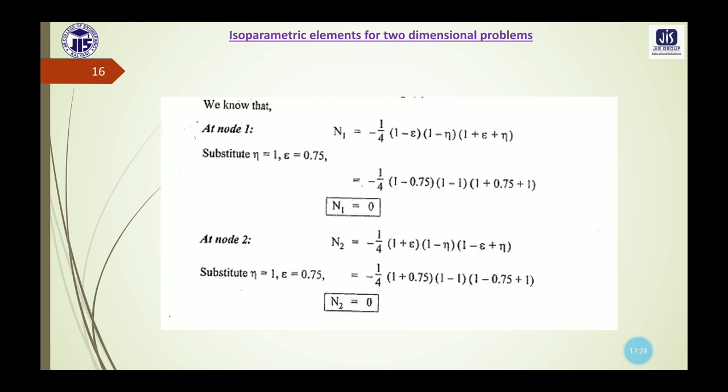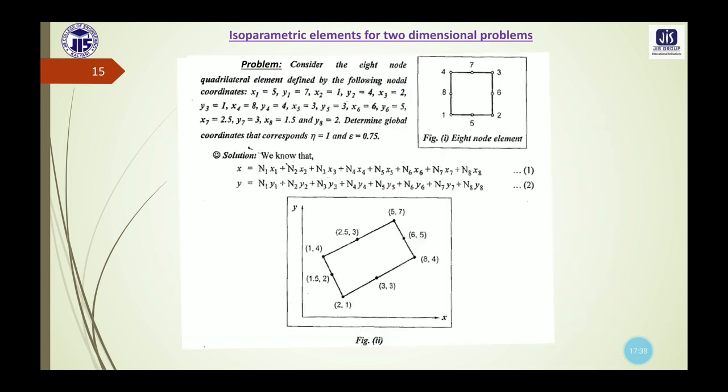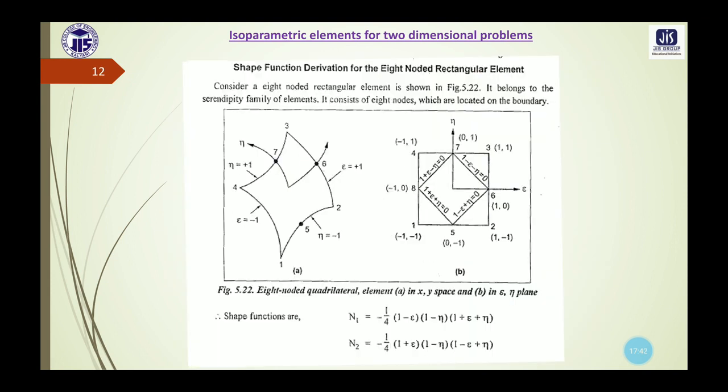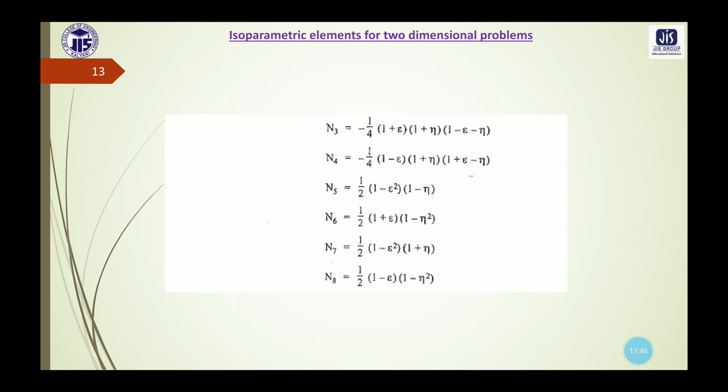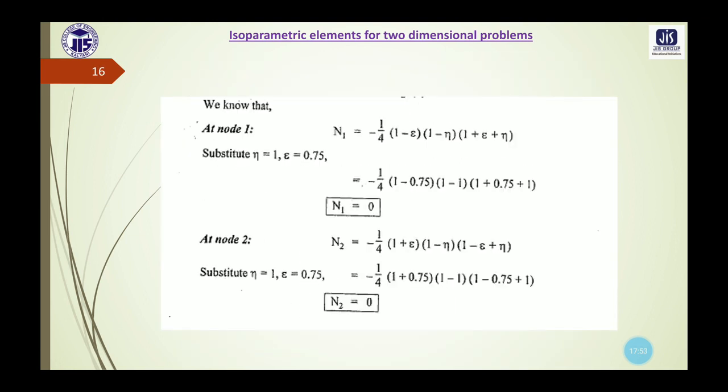Now in case of this quadrilateral element, at node 1 the value of N1 is minus 1 by 4 into 1 minus epsilon into 1 minus eta into 1 plus epsilon plus eta. This equation we have seen earlier, where we saw the formulas of the shape functions for N1 up to N8. So these 8 formulas we need to remember and apply in this numerical. In the formula of shape function 1, we need to put eta equals 1 and epsilon equals 0.75, which are given. Then we are getting the value of N1 equals 0.